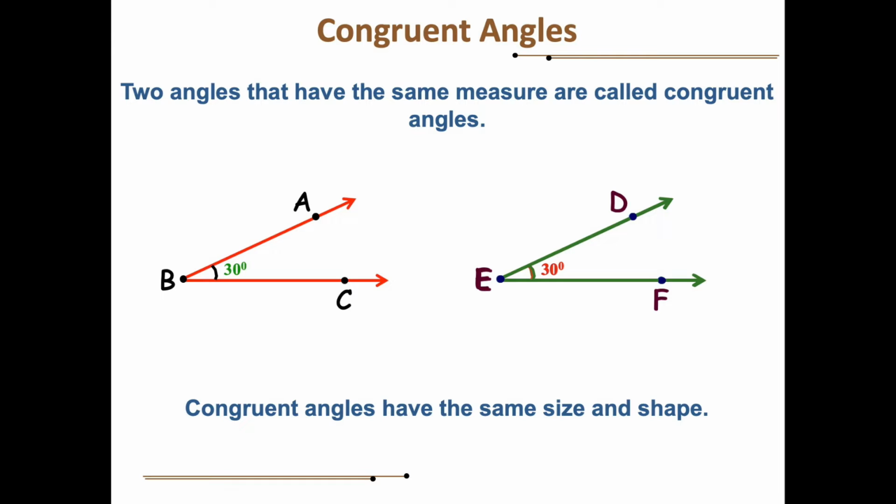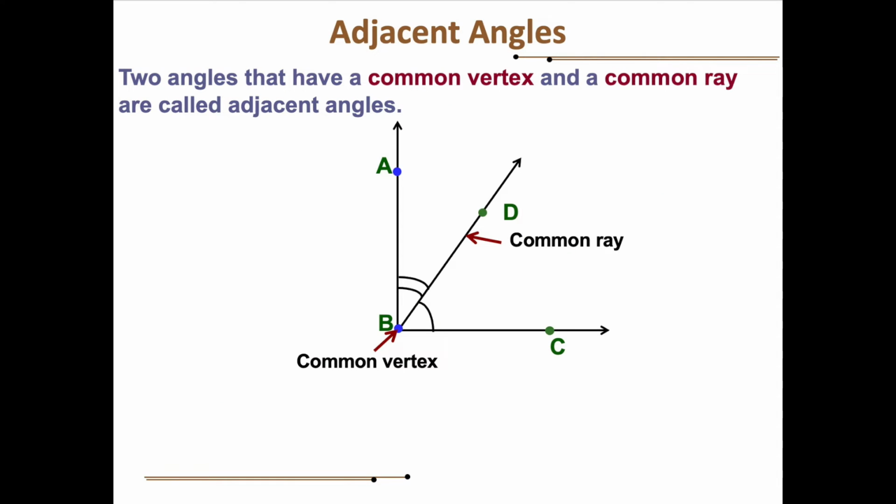Conjugate angles are when two angles have the same measure. For example, the angle on the left is 30 degrees, and the angle on the right is also 30 degrees. Therefore, these are conjugate angles. Adjacent angles are two angles that have a common vertex and a common ray. Basically, they're next to each other.